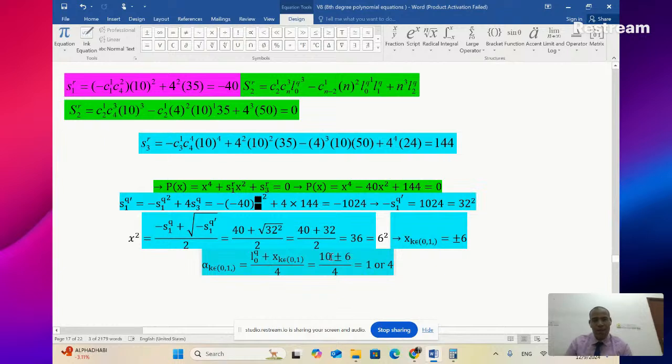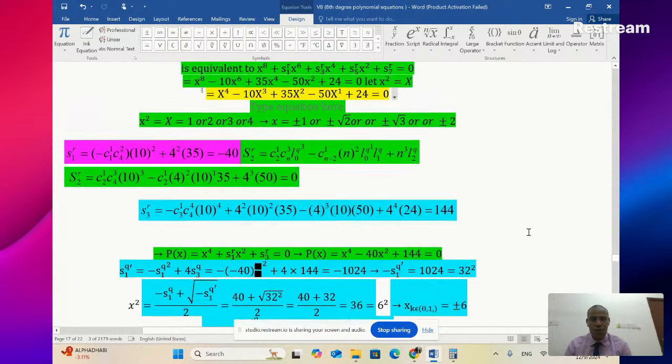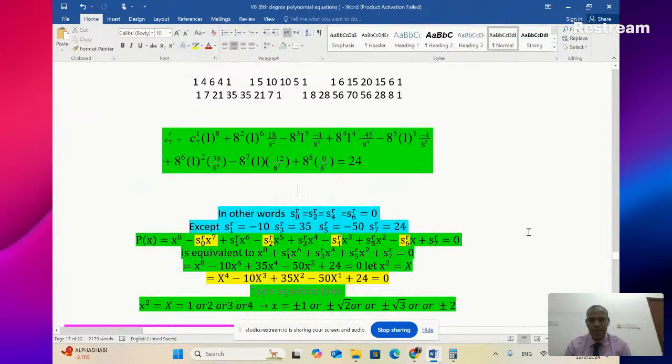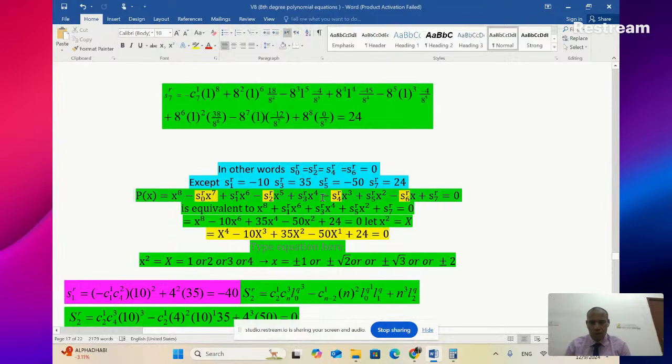Then 10 plus 6 is 16. Divide by 4 is 4. These are the roots of this polynomial to the power 4. You can see this one. What is it? This one. So the roots of x to the 4 minus 10x cubed plus 35x squared minus 50x plus 24, we found 1 and 4. Now we will find 2 and 3.